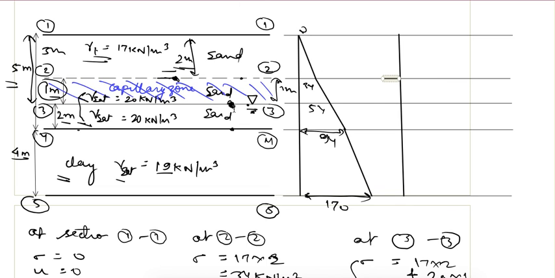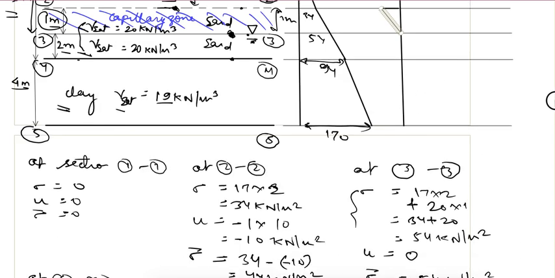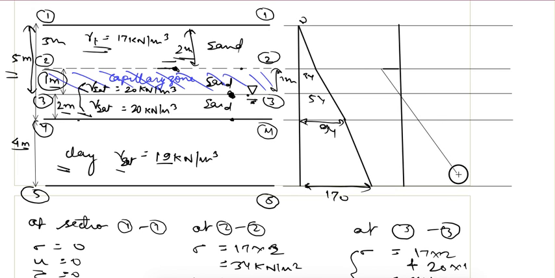And after that at section 3-3 it is 0, and so it will come like this, and then it will keep on increasing up to section 5-5 with a slope of unit weight of water. So it will be like this. So if you want to write out the values, this is minus 10, here it is 0, and after that below 2 meter it is 20, and here it is 60.